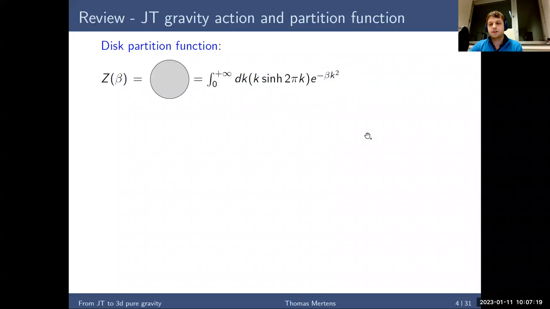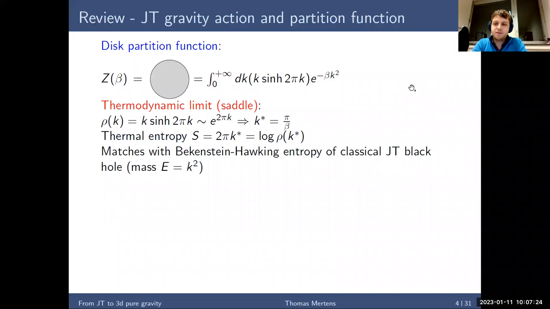Now, in the thermodynamic limit, which is the saddle of this canonical partition function, the density of states in terms of the k variable, so it's k sinh 2πk, you approximate the sinh by an exponential, and then you solve for the saddle equation of this integral, and you find the relation between k and beta, the inverse temperature of that system. So this is a first law that you find there.